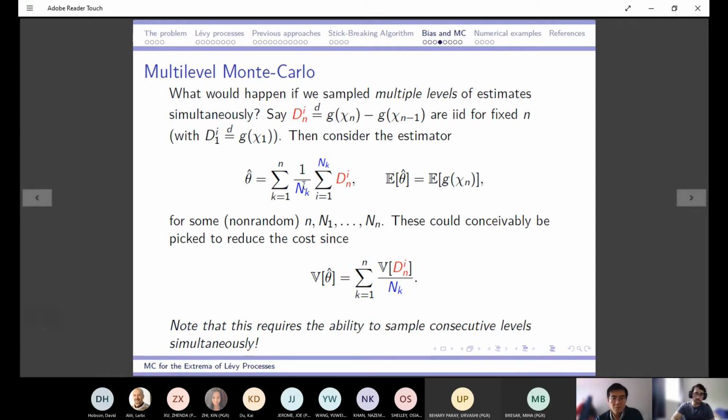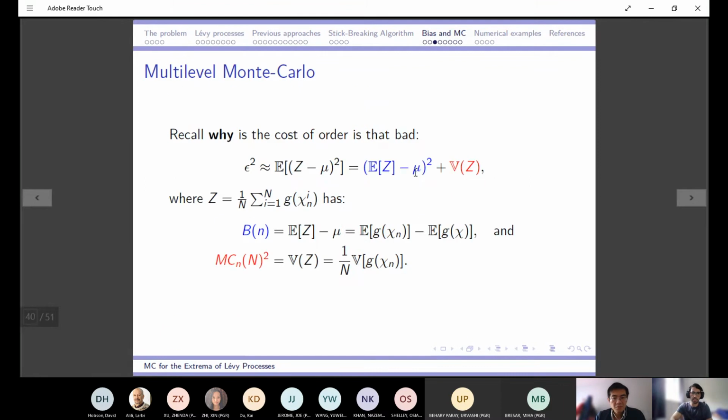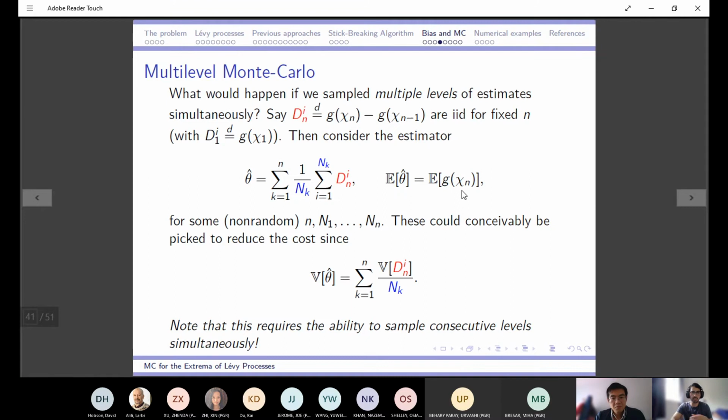Well, the bias of this estimator will be the same as that of chi-n, because these d_i's are the differences between one approximation and the next level. So when you take expectations, the n_k cancels with the n_k, and you get the sum of these expectations. And then you get a telescopic sum, and you will only get the final term. So the expectation of this will be just the expectation of the final one. So it has the same properties as just the Monte Carlo estimator. It has the same expectation, the same bias, but we'll get an improvement from the variance side.